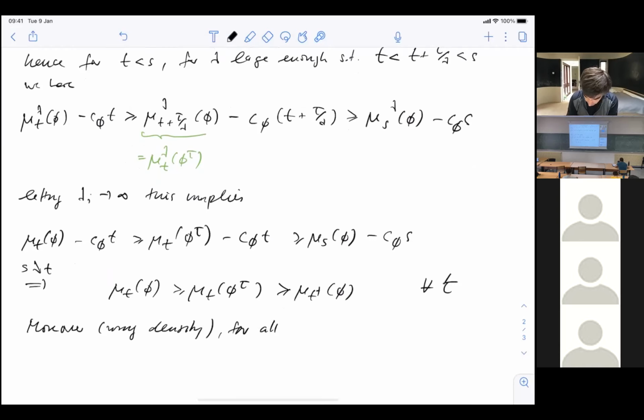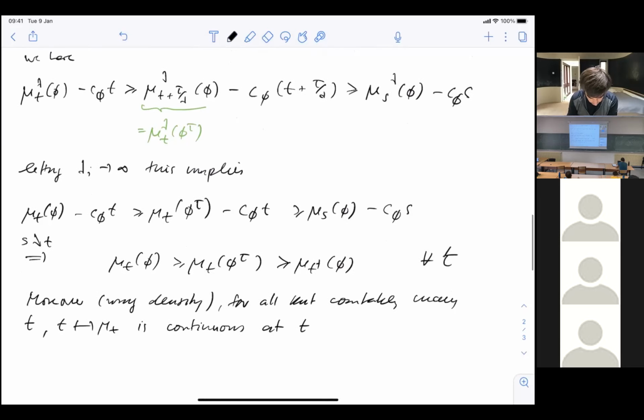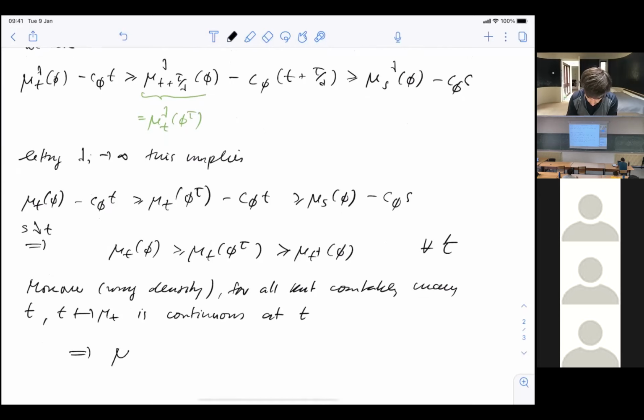For all but countably many t, we have that t mapped to mu t is continuous at t. And so we get that mu t is equal to sigma t cross r plus for all but countably many t.